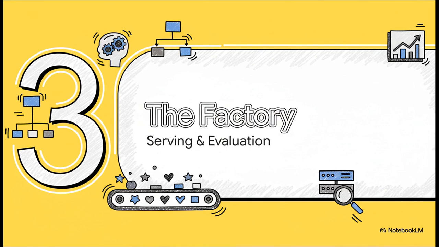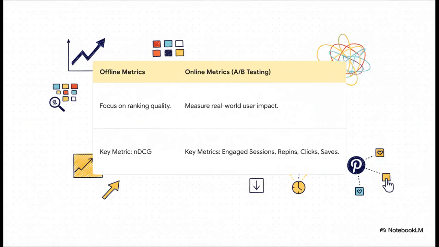So now let's head to the factory, where we'll talk about how we actually serve these recommendations and, just as importantly, how we measure if they're any good. When you're evaluating a system like this, you really live in 2 different worlds. There's the offline world, which is like the lab. Before we deploy anything, we check if the model is producing high-quality rankings. The key metric here is NDCG, which basically just answers the question, are we putting the absolute best stuff at the very top of the list?